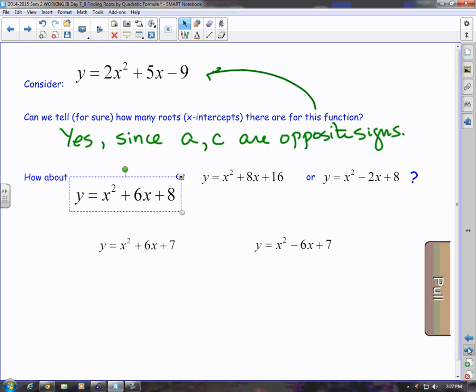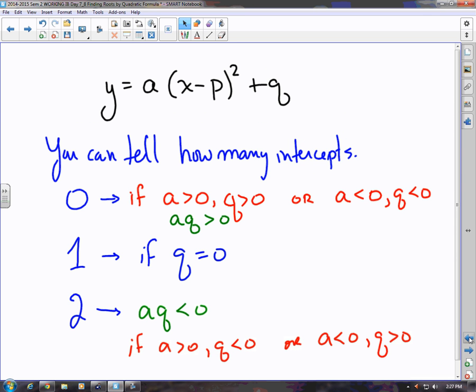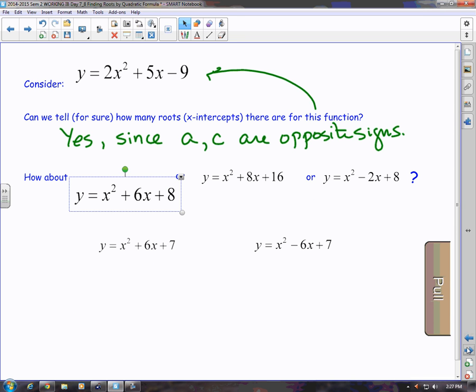Yes, A and C are both positive, but if you complete the square, you should have it into this form. And then we want to talk about A and Q. Oh, and A and Q were both positive. Yeah. You sure? Okay, go back. They're both negative? Are you sure? Because the A value right there looks positive.